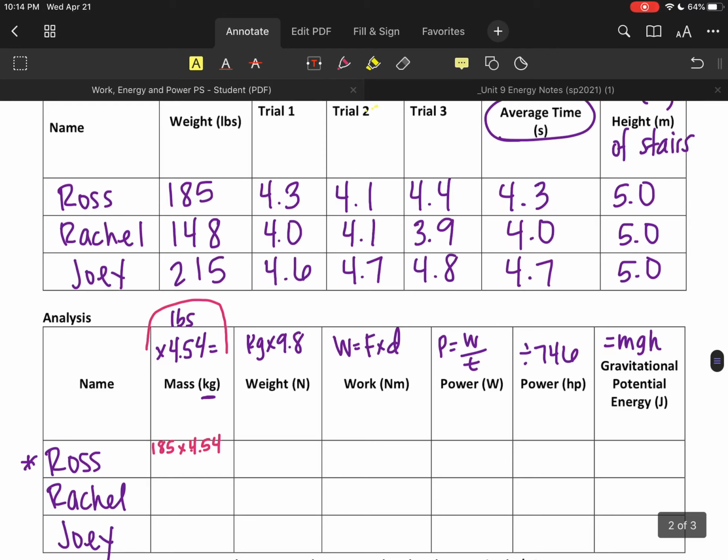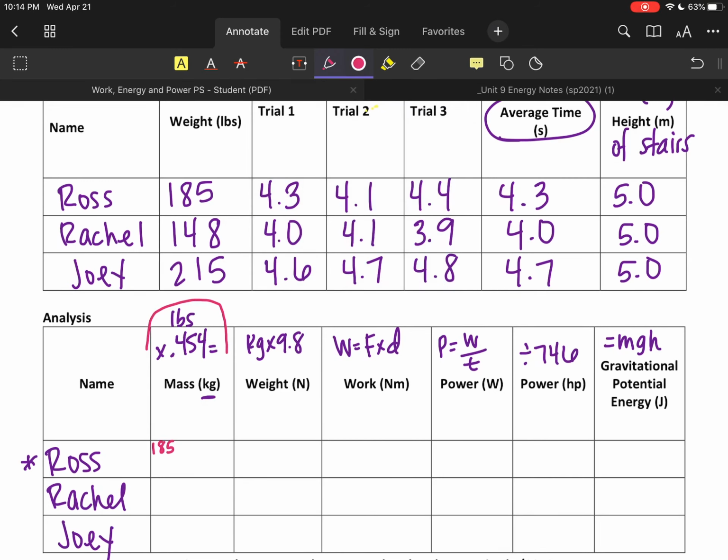All right, I think I'm actually a decimal off. Yep, I am. Okay, so it is not 4.54. It is 0.454. I knew that seemed strange. So let me fix this. That would be way too much. Okay, so 185 times 0.454. Let me type that in the calculator. So I end up with 83.9. Okay, so that's my mass.